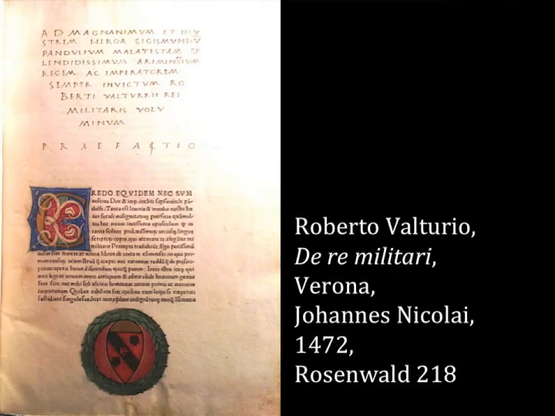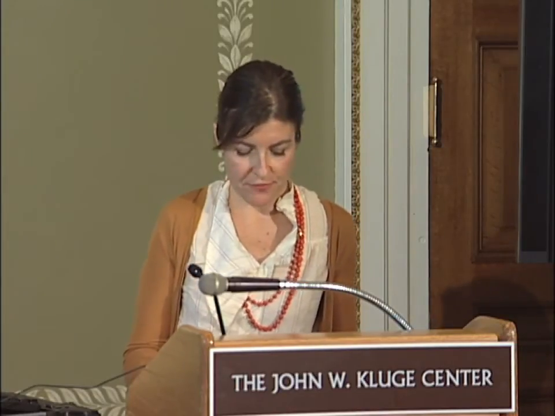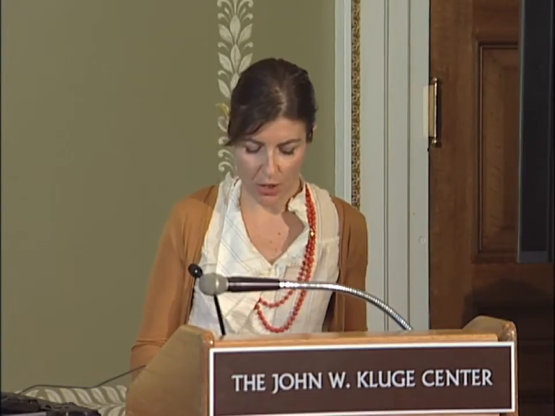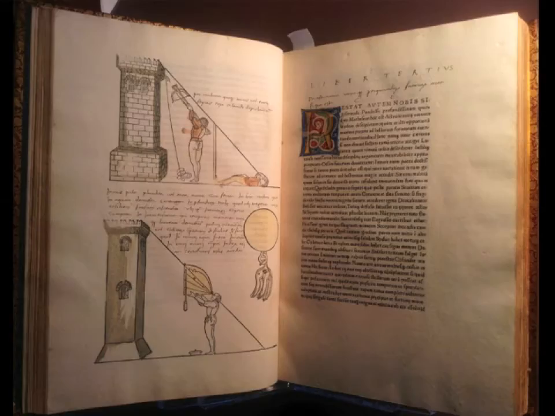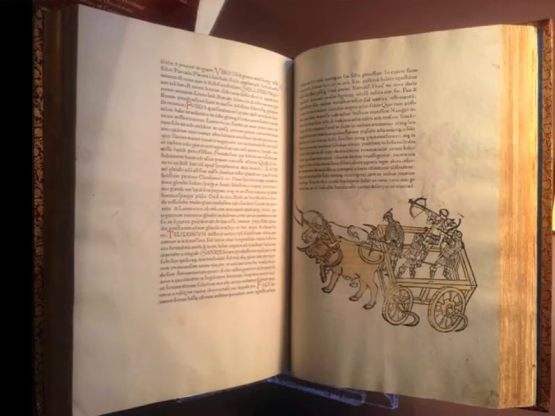Around the same time, in 1472, the book appeared in print in its Latin edition published in Verona, which was followed in 1483, always in Verona, by an Italian version. So this is a printed edition, and you can see it reemploys the same models for the woodcuts.